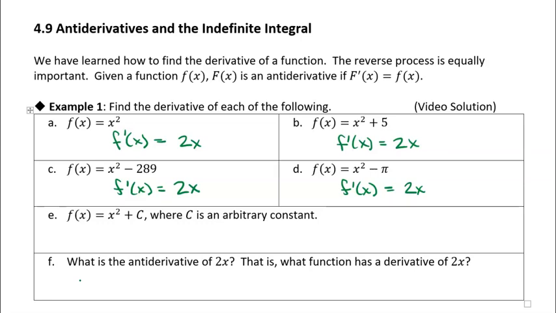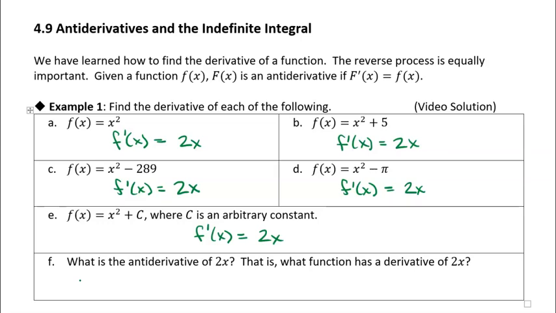If we take the derivative of x squared plus some arbitrary constant c, and c is a constant, its derivative is 0. So no matter what c is, whether it's positive or negative, whether it's pi or e, we're going to get 2x, because the derivative of that constant will be 0.